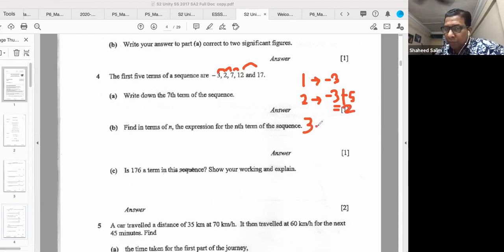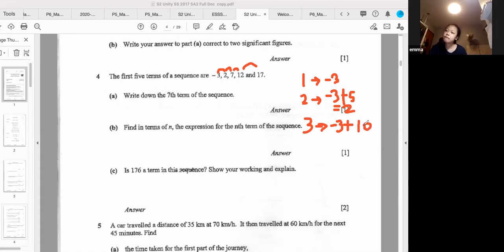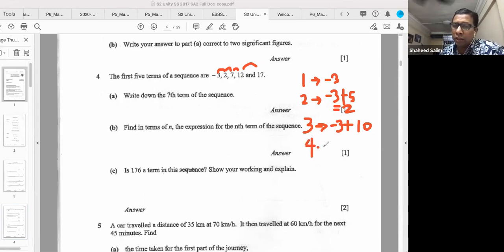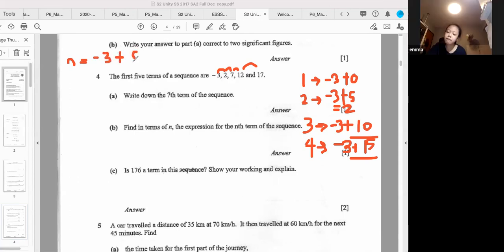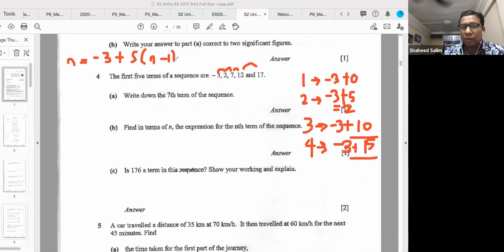So the third term now, if I'm going to use -3, it's going to be plus 10. Do you agree? Now I'm going to come out with the formula. The fourth is -3 plus 15. Since all of them have plus something, the first one I put plus 0. So the first is 5 times 0, second one 5 times 1, third one 5 times 2, fourth one 5 times 3. Correct. So if you want the nth term, it is -3 plus 5 times n minus 1. Are you okay with that?